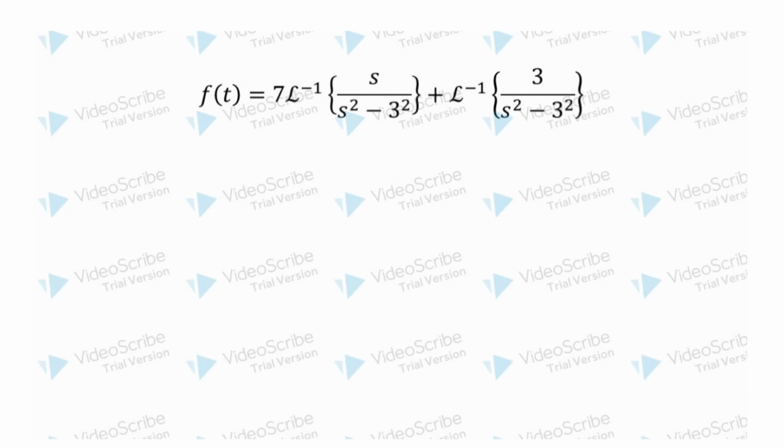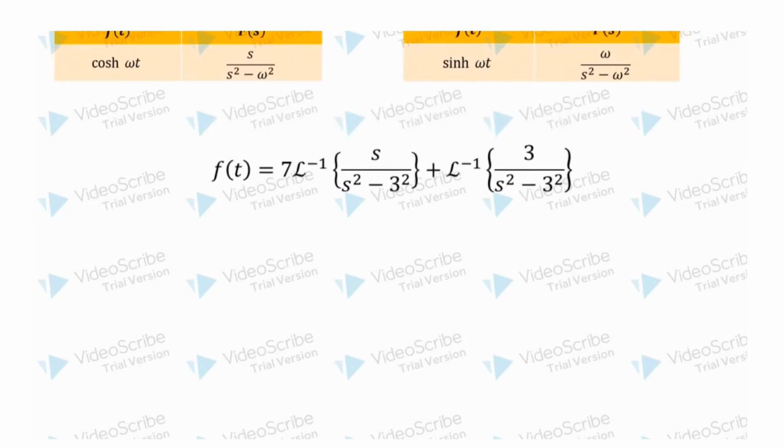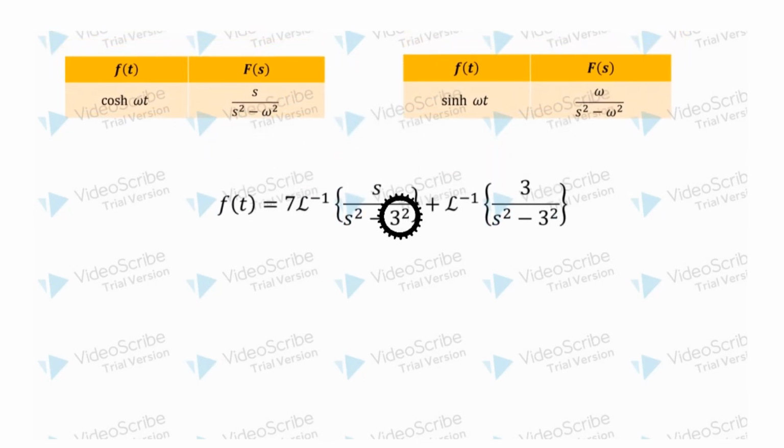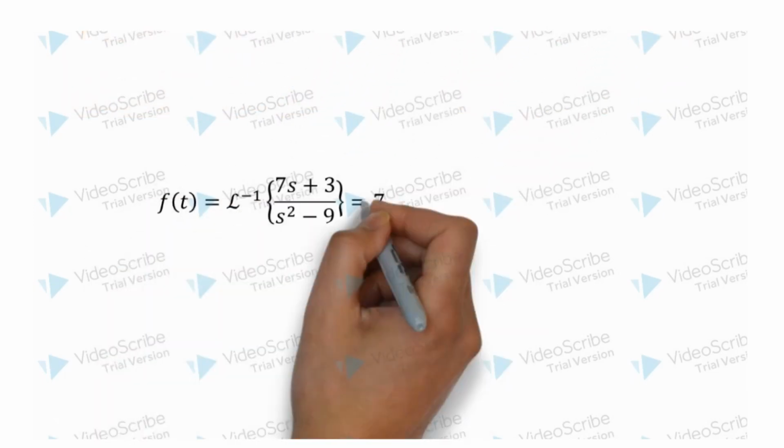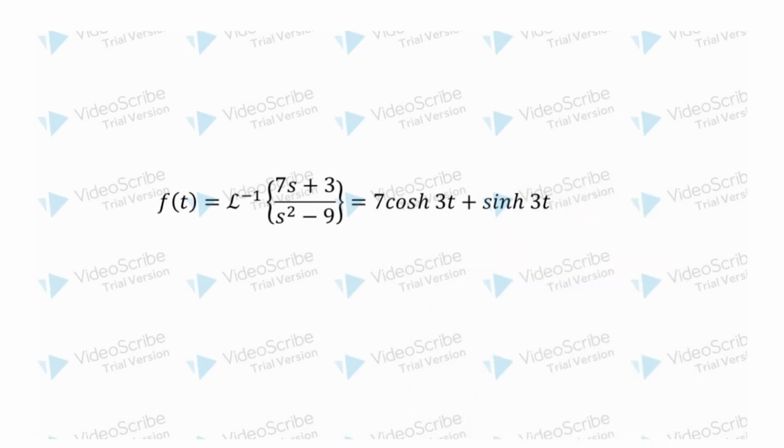Compare the inverse Laplace transform of s over s squared plus 3 squared with the Laplace transform table. Omega is equal to 3, same with the other equation. Finally, the answer is 7 cos 3t plus sin 3t.